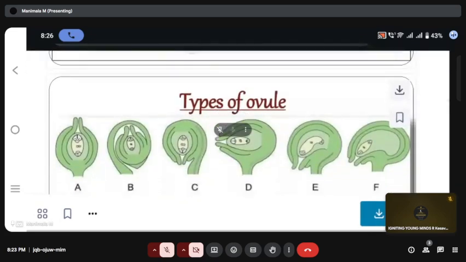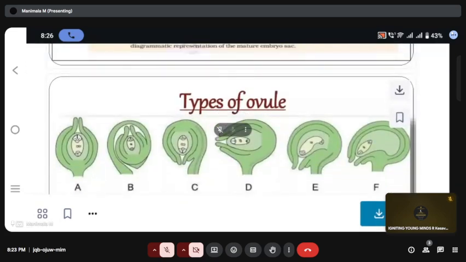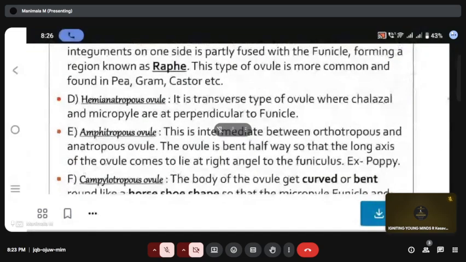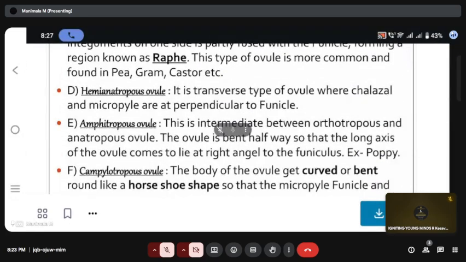So hemianatropous, the D. Okay, perpendicular, both chalazal region, and the funicle. And next, amphitropous ovule, the intermediate between orthotropous and anatropous. So here the ovules lie at right angle to the funicle.